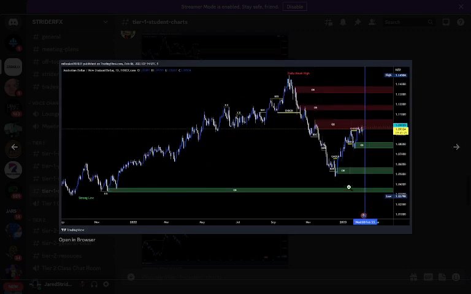Same thing as the last chart. You can see how the change of character happened. Liquidity resting up here, liquidity resting up here. Weak high, okay? If you got a weak high, now we're looking for break of structures into zones to continue on the way up.